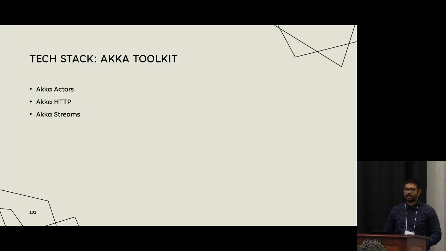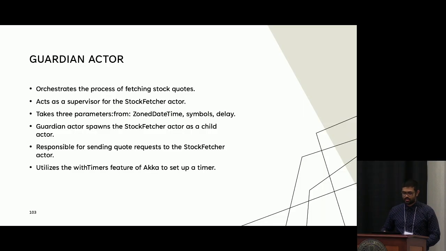I mentioned that we used Akka to parallelize everything. So this was our tech stack: Akka Actors, Akka HTTP and Akka Streams. In an actor system, the main actor which spawns the other actors and drives the application is called the Guardian. In my case, the Guardian spawns a stock fetcher and every 30 seconds it sends a stream of stocks. The stock fetcher makes the API request and extracts the quote data. Like I showed you, there was a lot of information, but we are only interested in the quote data. It extracts that and sends that data to the stock processor.